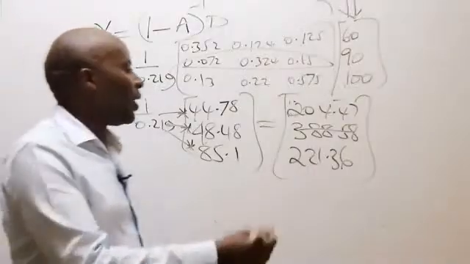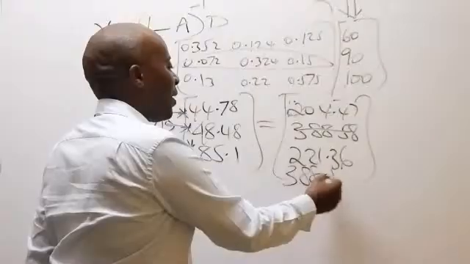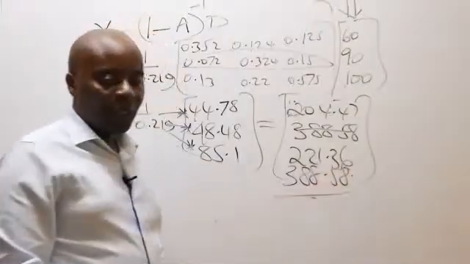So 221 is the second one. How about the third one? The third one is 388.58.